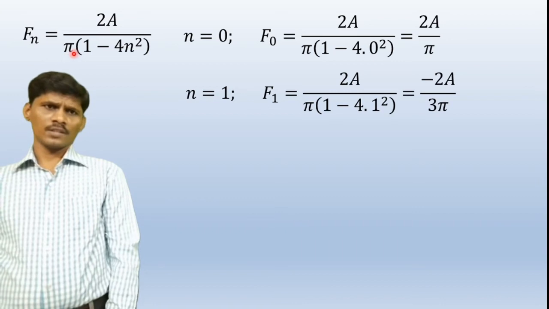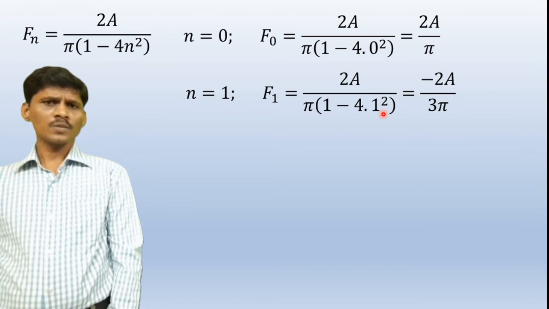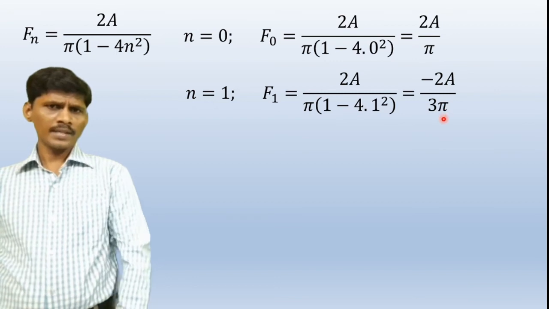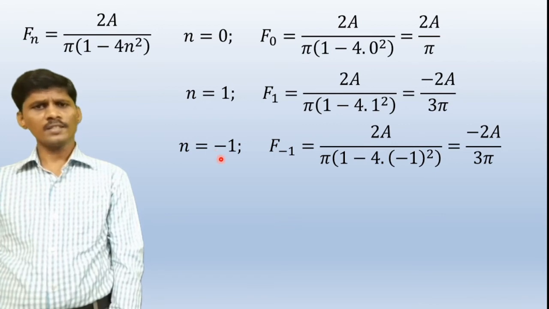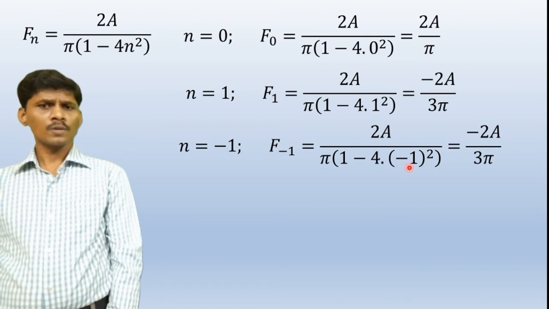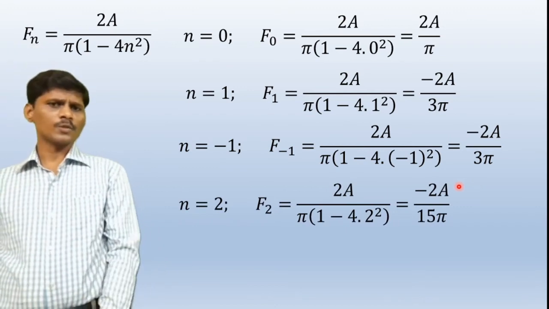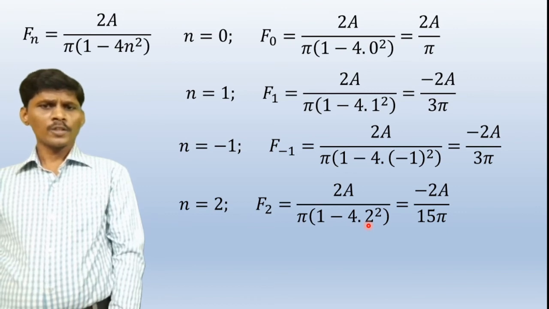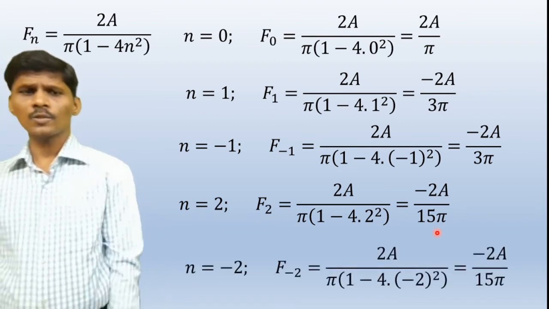Next, n is equal to 1. In this equation, substitute n is equal to 1: 2A by pi into 1 minus 4 into 1 square. So 2A by 1 minus 4, that is minus 3, giving minus 2A by 3 pi. Next, substitute n is equal to minus 1 in this equation. We get F minus 1 is equal to 2A by pi into 1 minus 4 into minus 1 square, that is minus 2A by 3 pi. Next, substitute n is equal to 2. 2 square is 4, 4 into 4 is 16. 1 minus 16 is minus 15. Minus 2A by 15 pi. Next, n is equal to minus 2.